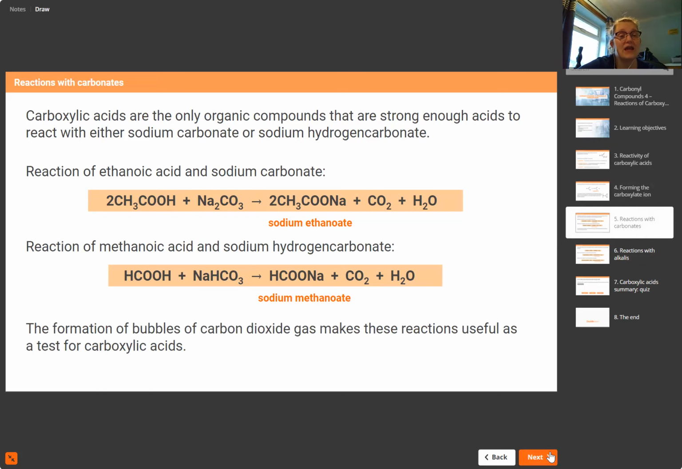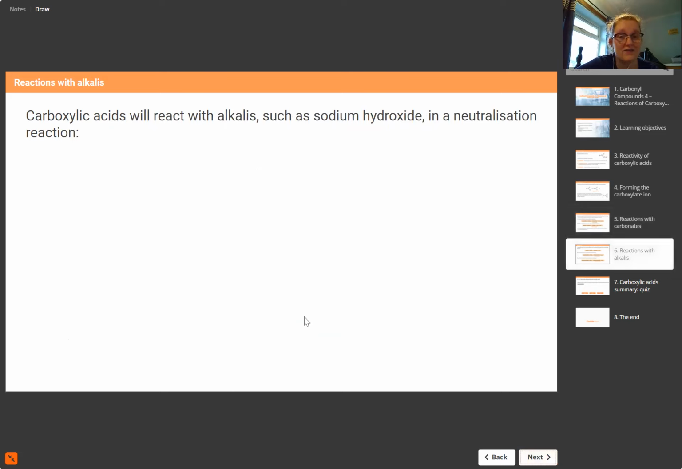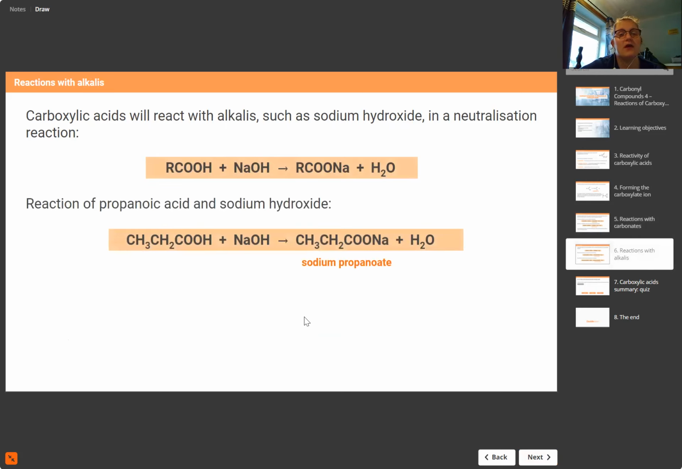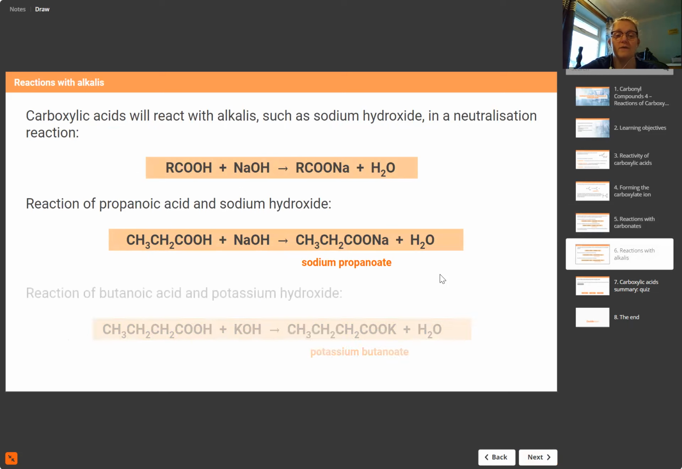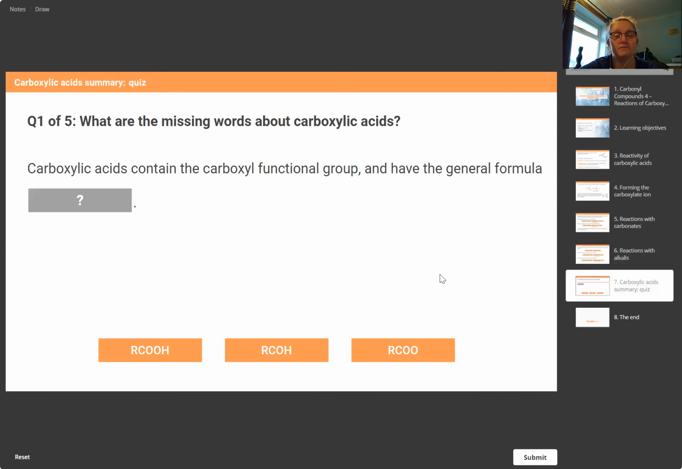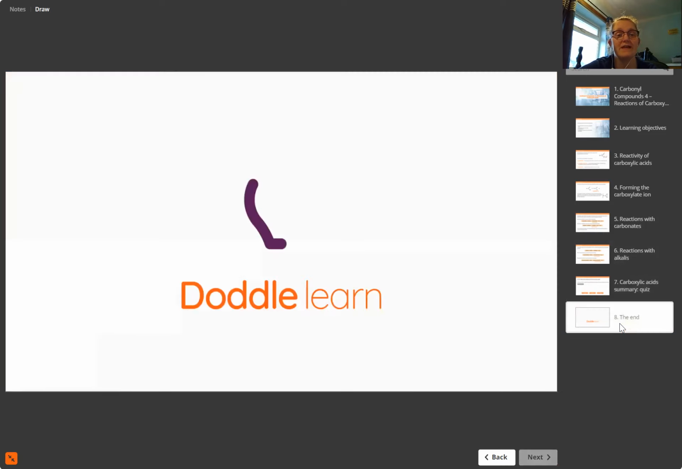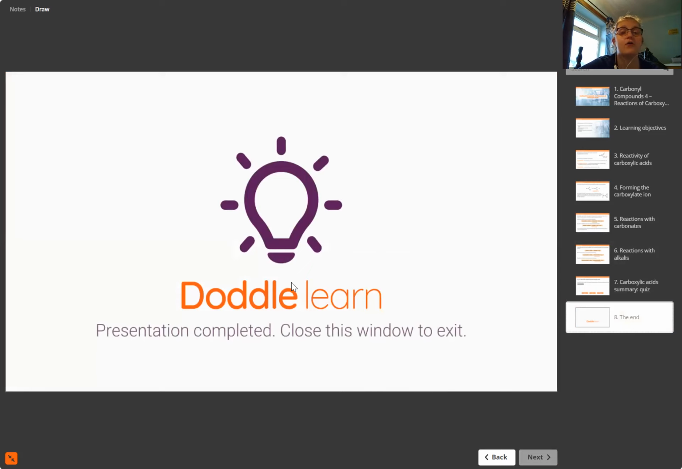If we were to react a carboxylic acid with alkalis, such as sodium hydroxide, we form a neutralization reaction. So if we had propanoic acid and sodium hydroxide, we would form sodium propanoate and water. And if we reacted butanoic acid and potassium hydroxide together, we'd form potassium butanoate and water. So that is the end of this topic of carbonyl groups.